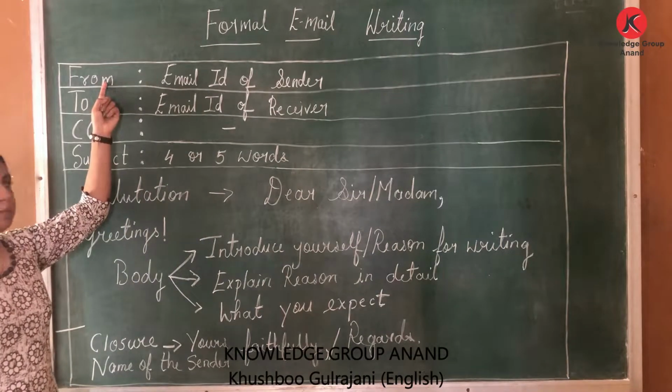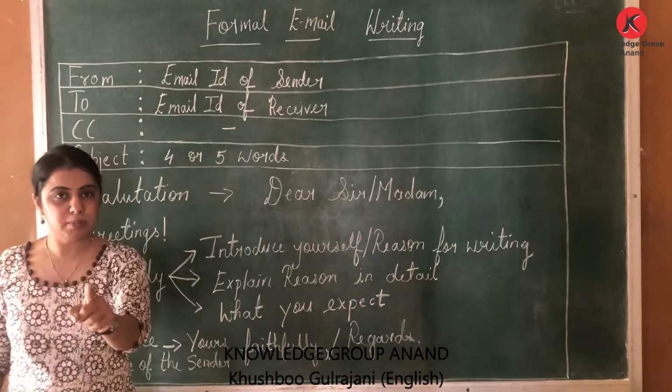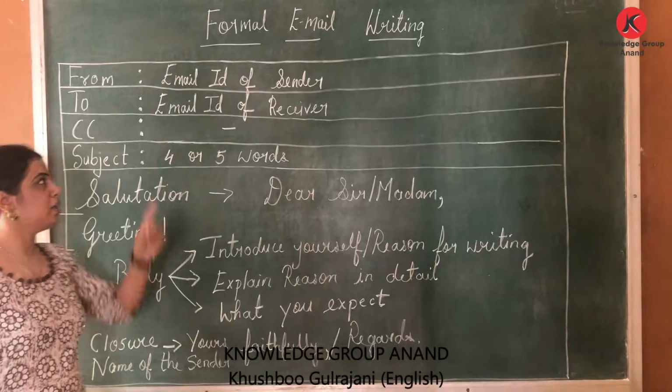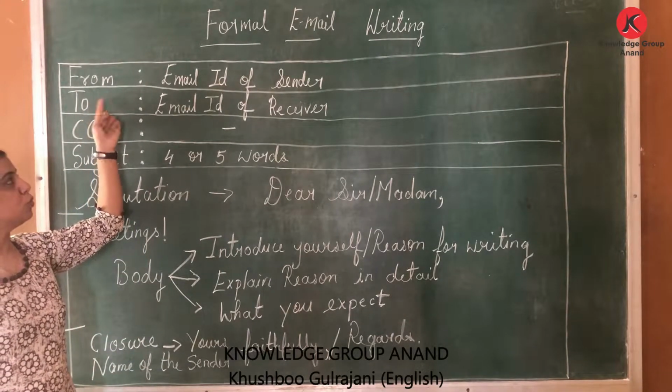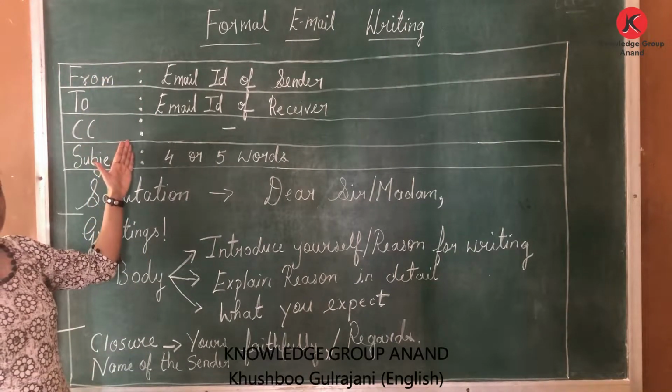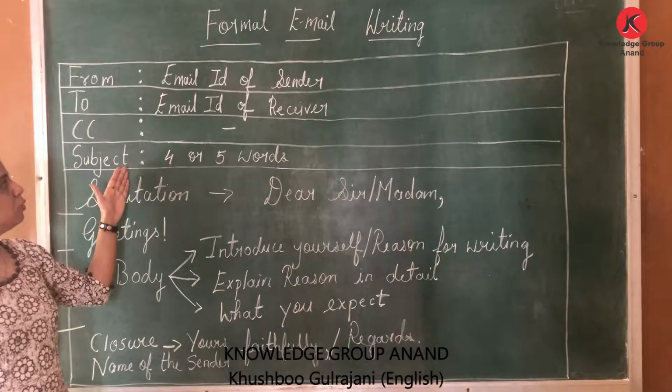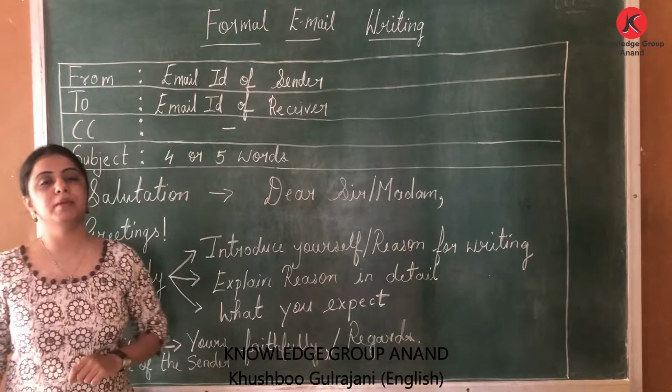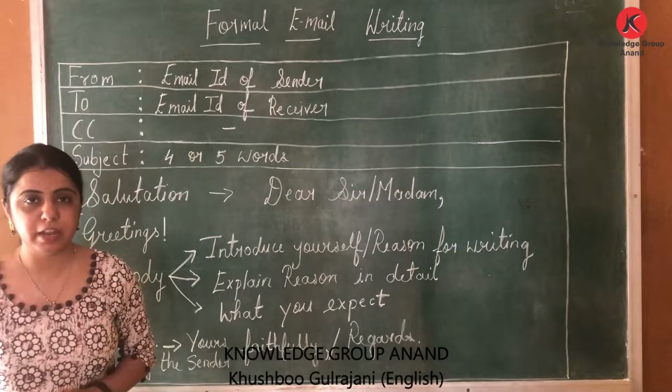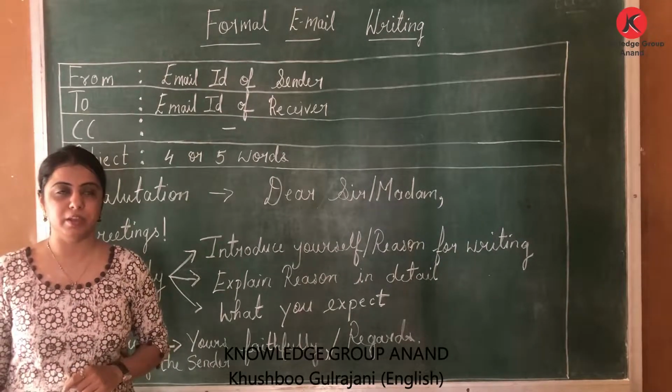So from the email ID of the sender, that would be your email ID because you are writing the email. Second line, To. Don't forget to put colons in a straight line as it is visible over here. To will show the email ID of the receiver, the person to whom you are writing an email.